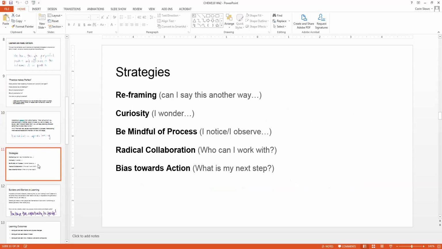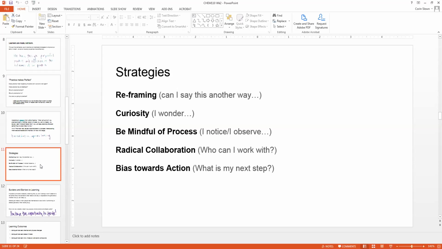So one of the strategies is reframing. Can I say this another way? Can I ask the question another way? Another strategy is curiosity. So you could say, I wonder, and then think about changing a variable. Another strategy that you can use is being mindful of process. So I notice or I observe that I use these steps when I solve a problem.